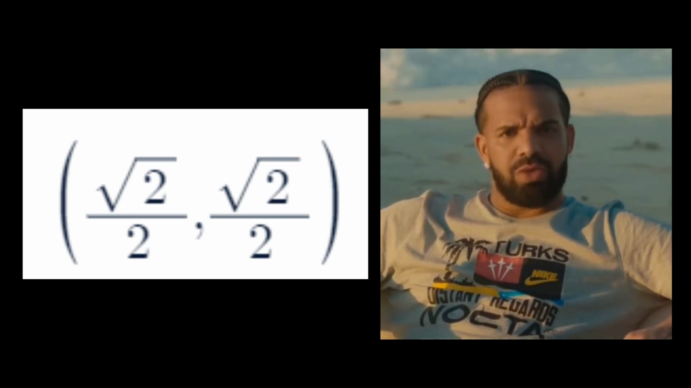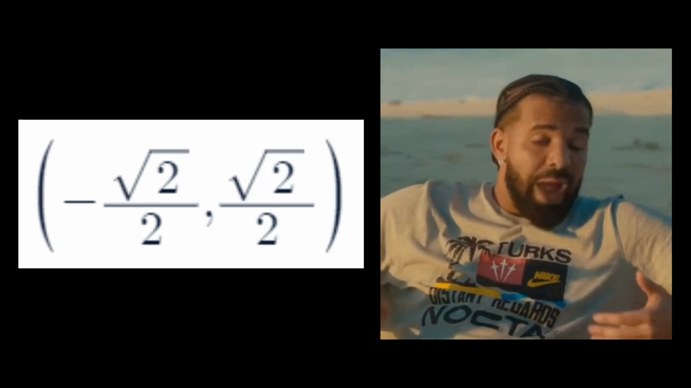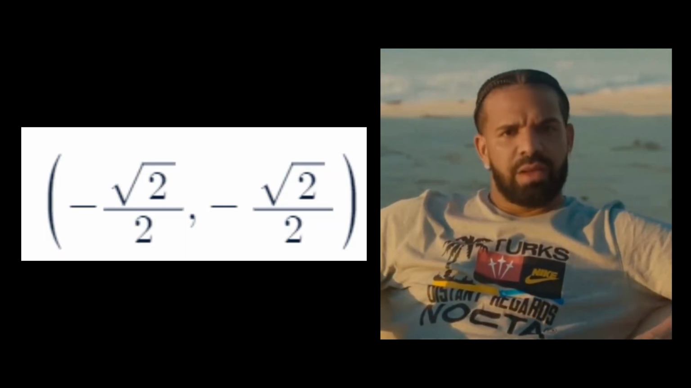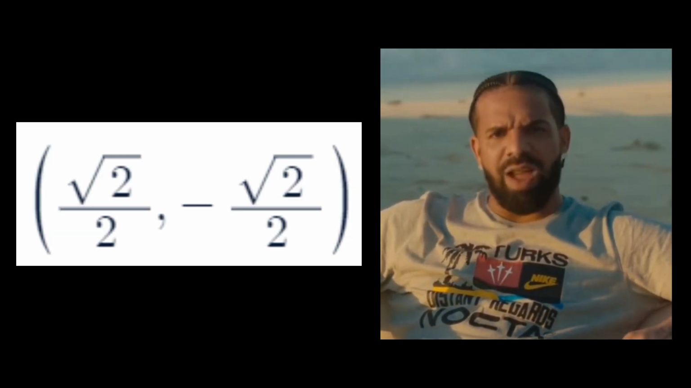So if we are in quadrant 1, it is positive x and positive y. Quadrant 2 is negative x and positive y. Quadrant 3 is negative x and negative y. And quadrant 4 is positive x and negative y. This obviously applies for any coordinates we could have.